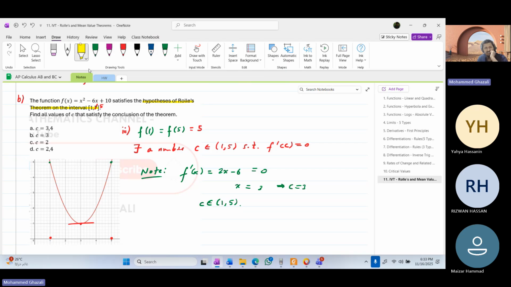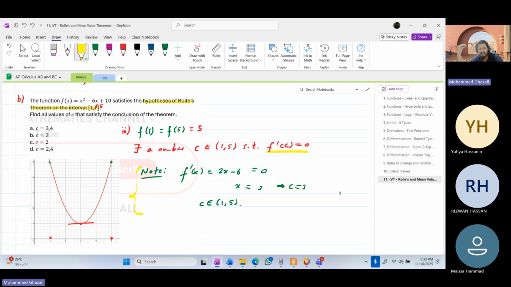We don't need to do all this extra. It's not part of Rolle's theorem. Rolle's theorem just stops there. They say that f prime c is equal to 0. So you have an indication of where the turning point is, where the horizontal tangent is. The horizontal tangent is definitely between 1 and 5. It can be 2, it can be 4. We don't need to solve it.